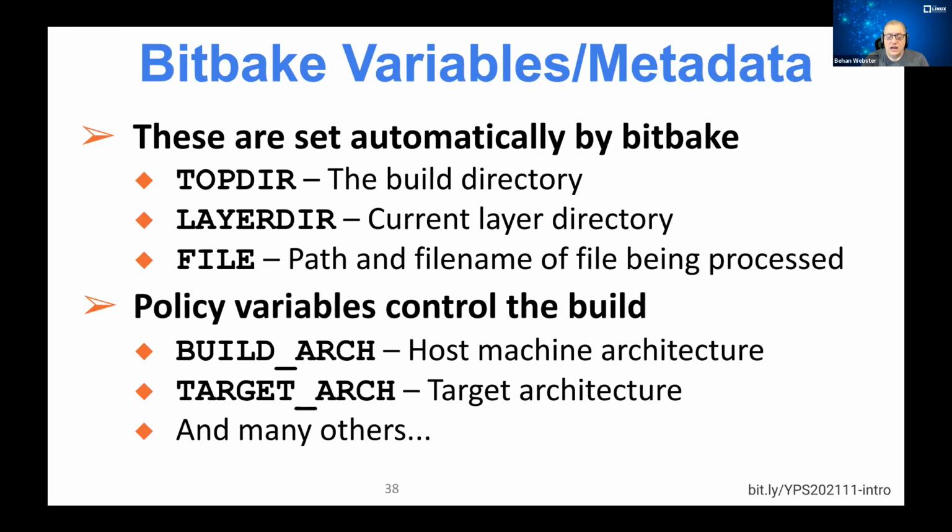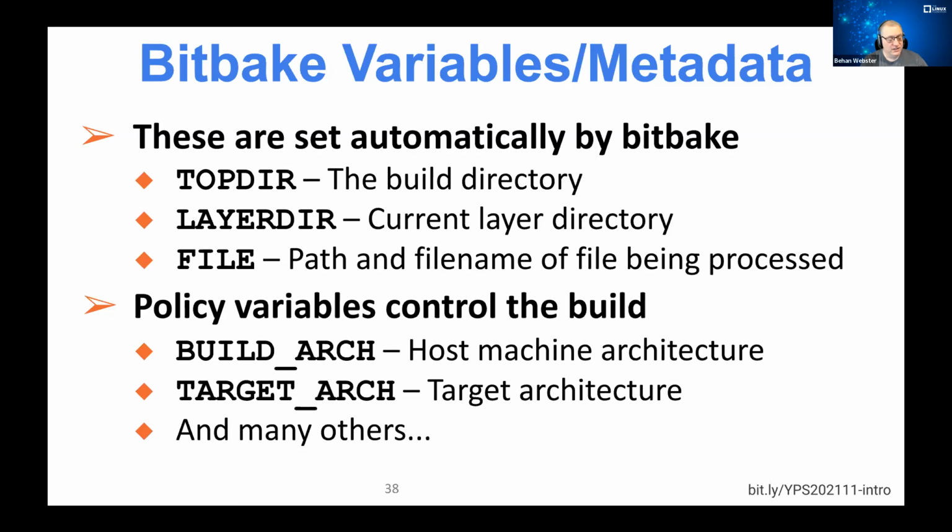Bitbake variables, there are many different ones, and again, we don't have time to go through all of them, but there are several that are worth talking about. The first one is what are called automatic variables, and there are three in particular that are worth mentioning. The first one is topdir. This is the name of your build directory, so the directory from which you run Bitbake. When you run OE.